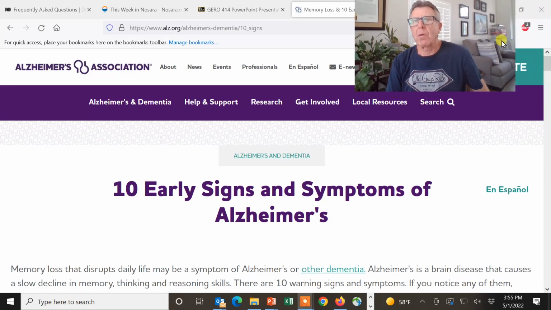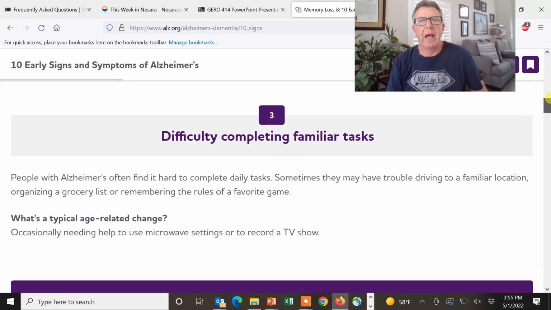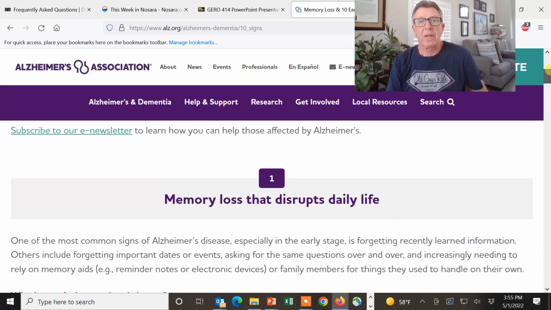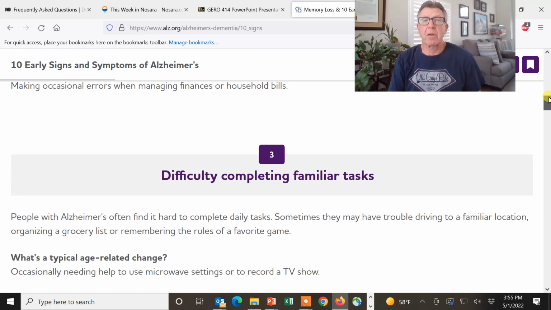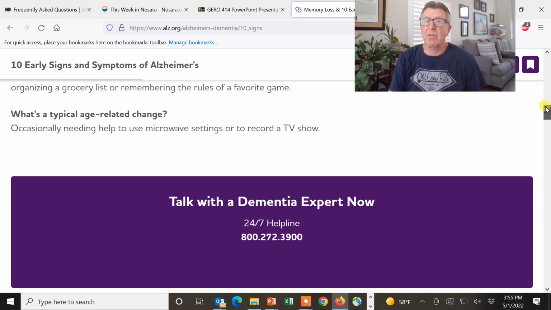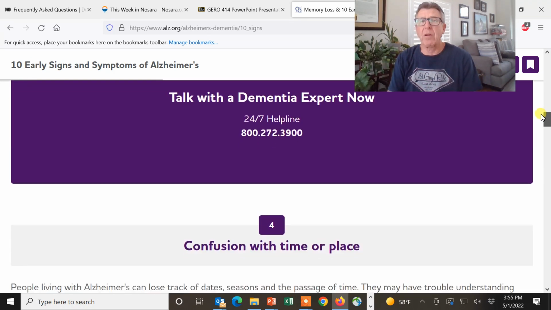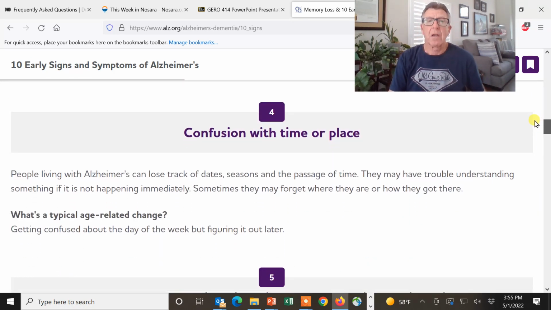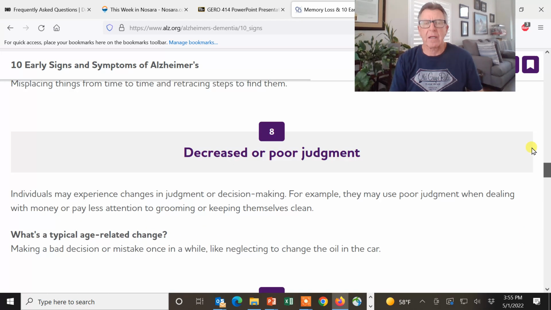All right, so we come over here, and again, you're going to look at, we see that we have memory loss, challenges in planning, solving problems, difficulty completing familiar tasks. You're going to be dealing with not just the patient, because they may have a lack of awareness. You're going to be dealing with the caregiver, confusion over time and place, on and on and on. So these are the kind of things that you'll be looking at right here.